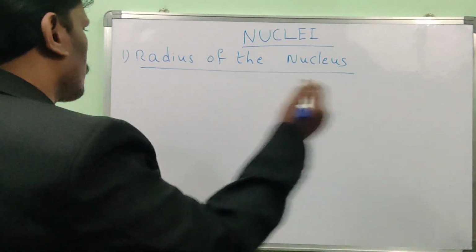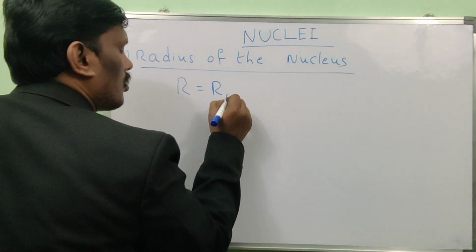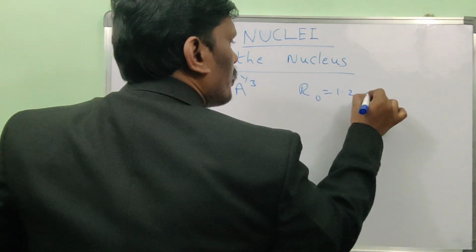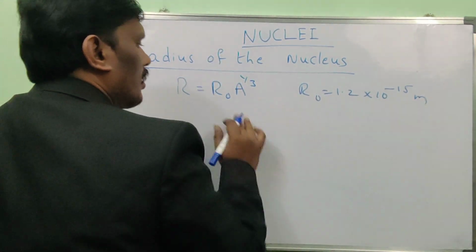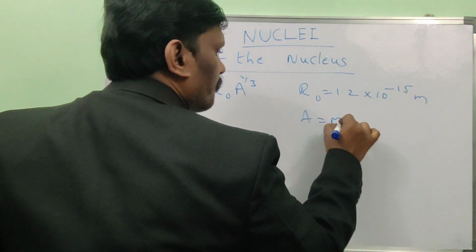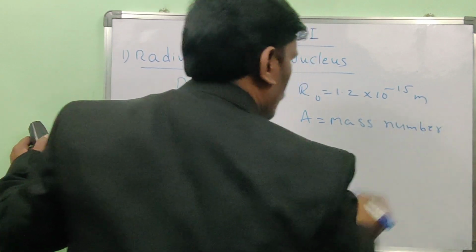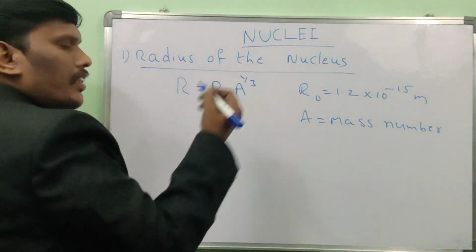So, radius of the nucleus. We are going to write the radius of the nucleus by using the formula R is equal to R naught times A to the power of 1 by 3, where R naught is equal to 1.2 into 10 to the power of minus 15 meters. That is a standard value, and A is equal to the mass number. So by using this formula, one can calculate the radius of any nucleus.